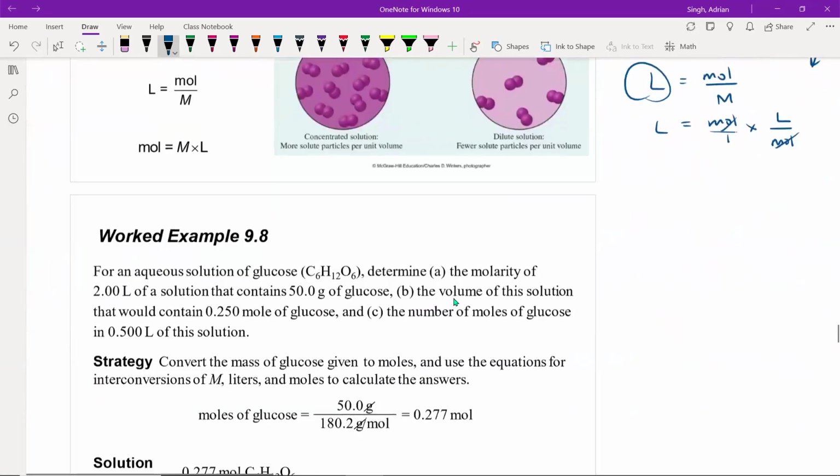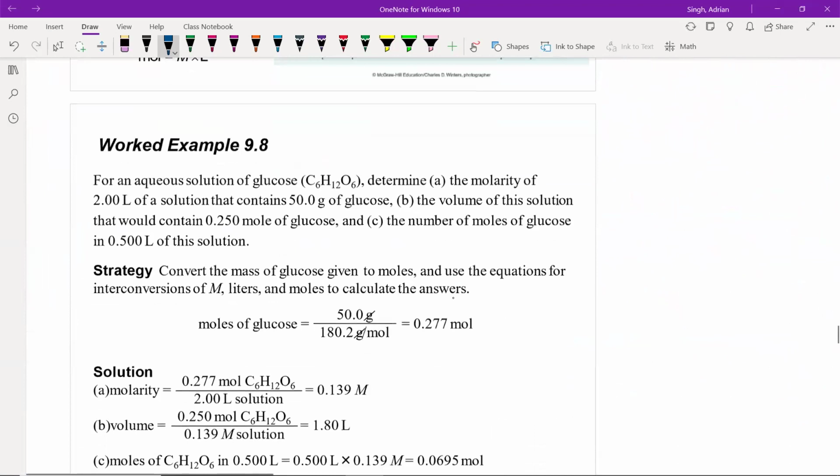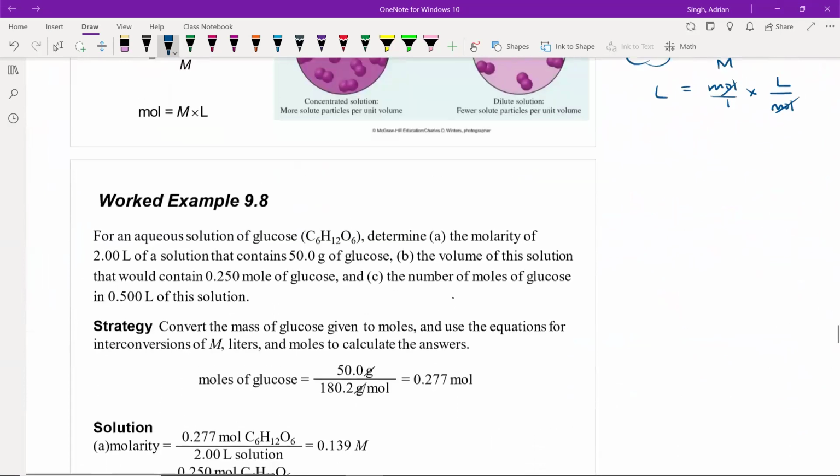So now that we know what molarity means, let's take a look at how we can calculate the molarities of solutions. Again, all we need to do is keep in mind what molarity is. Here we have an aqueous solution of glucose. Determine the molarity of 2 liters of a solution that contains 50 grams of glucose. That's part A. Let's take a look at that one first.